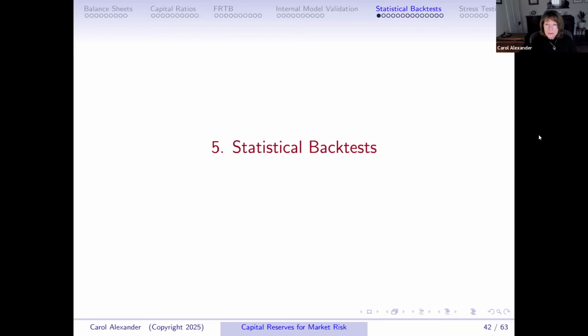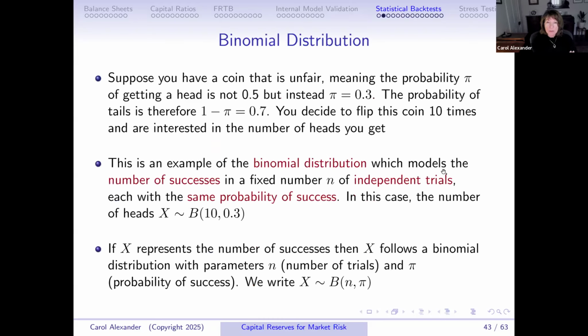Okay, so now we're on to statistical backtests, and I'm going to go over that binomial distribution that we looked at in the previous video in a few more details. Many of you will already understand this, of course, but just to recap, probability P or pi in this case, or alpha in the previous video. Suppose you've got a coin that's unfair, so the probability, call it pi, of getting a head is something like 0.3, more likely to get a tail.